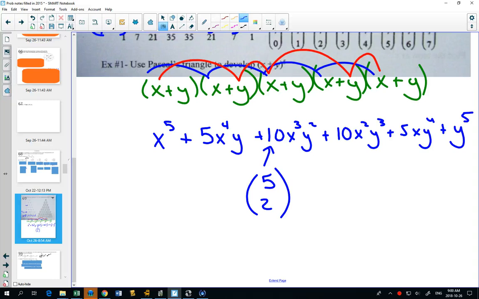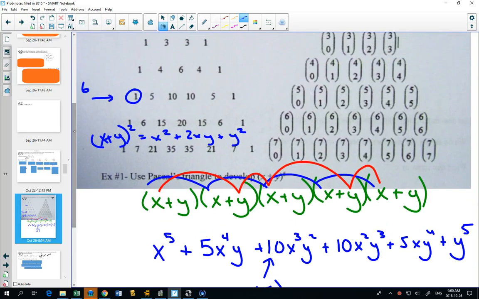Well, I have 5 y's in total, and I need to choose 2 of them that are going to be in the multiplication. Whatever's left will be the x's. The order doesn't matter, because if I choose this y and this y, that's the same as choosing this y and this y. And so that's the reason that combinations comes up in this formula. You don't need to know the reason, but that's where it comes from. And so we can expand something using Pascal's triangle and the combinations that are involved with it.